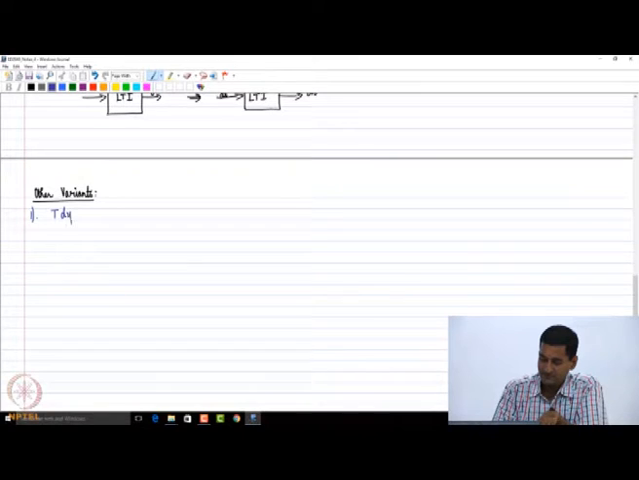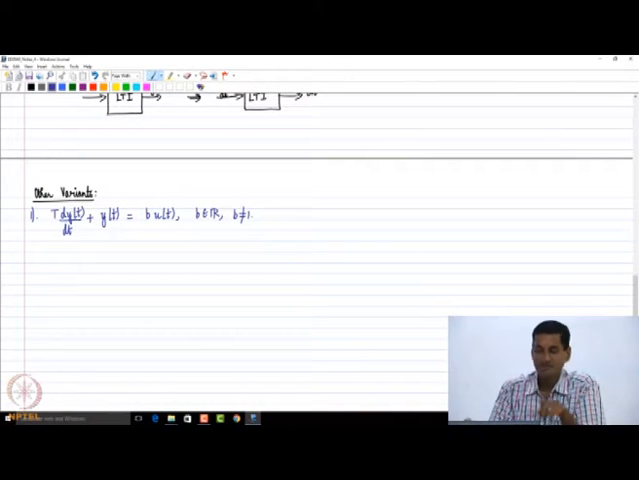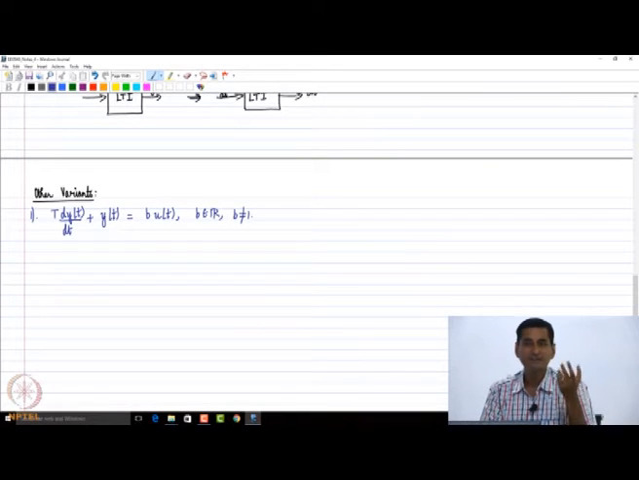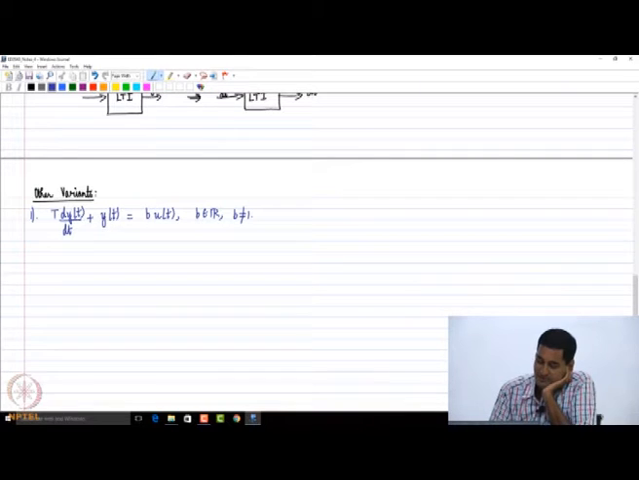Another variant is T dy/dt plus y of t is equal to b u of t. Here b is some real number. Of course b is not equal to 1, because if b is 1, we end up with the same case as before. So what will be the plant transfer function in this case?